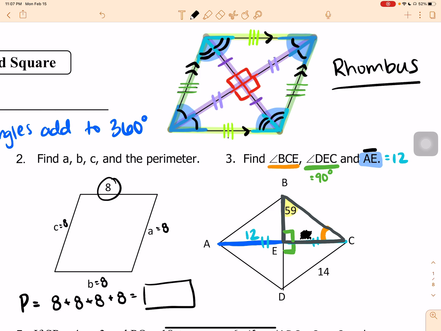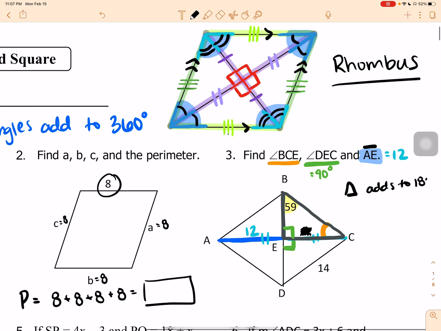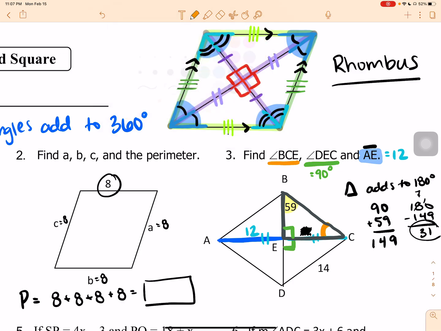That was the side length. So now we have this triangle where we have 59 degrees top left, a 90-degree angle here, and this missing angle here. So we know that a triangle adds to 180 degrees. So we have a 90, the green one there, and we have a 59. So that's 149. So to figure out the orange, we do 180 minus 149, 31 degrees.